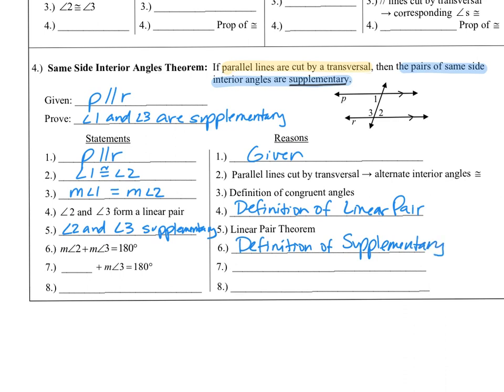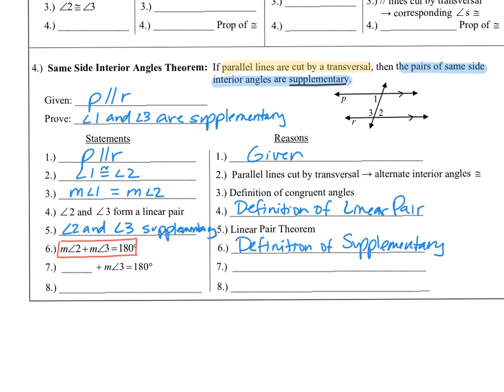Okay, so now, remember, that's all well and good that 2 and 3 are supplementary, but we were trying to prove that 1 and 3 were supplementary. So what I'm going to do is take this statement, the measure of angle 2 plus the measure of angle 3. Hold on, I wanted to outline that in a different color. Let me pick red.